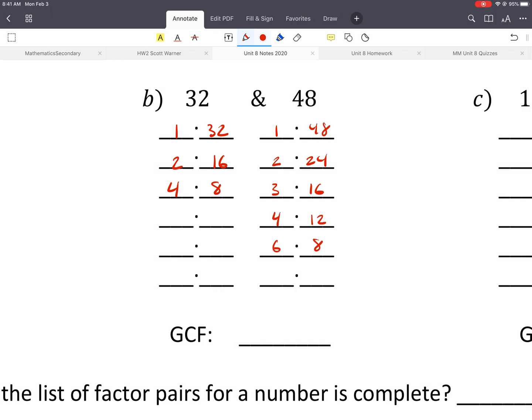Usually, when I do these problems, I don't circle all of the common factors. I just start at the highest. So 32, is 32 in the other one? It's not. We do 16, and 16 is there. So we just circle 16. Or if you'd like to circle all of them, that's fine. I usually just start at the highest and go down, because then the first one that you hit is going to be the greatest common factor.